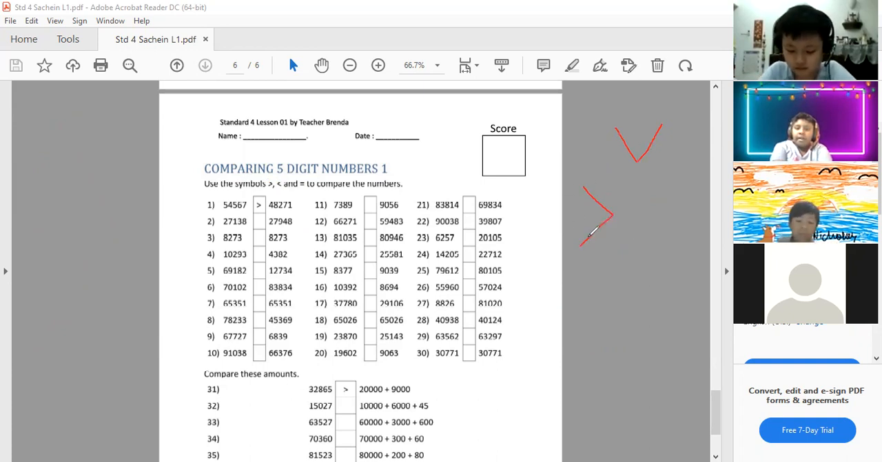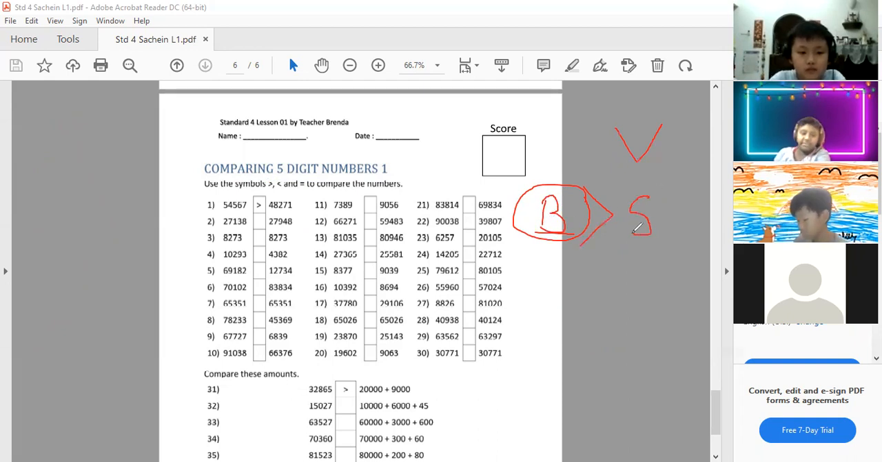Now, what does this symbol mean? Can you see this is the bigger part? The mouth is open. So you can imagine that whatever number is going to be on this side is going to be a big number. Do you understand? And the smaller number will be on the other side.